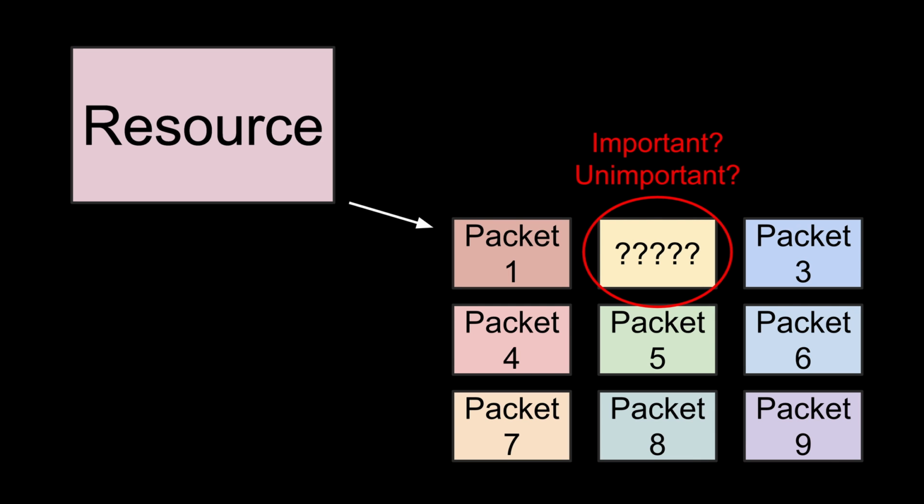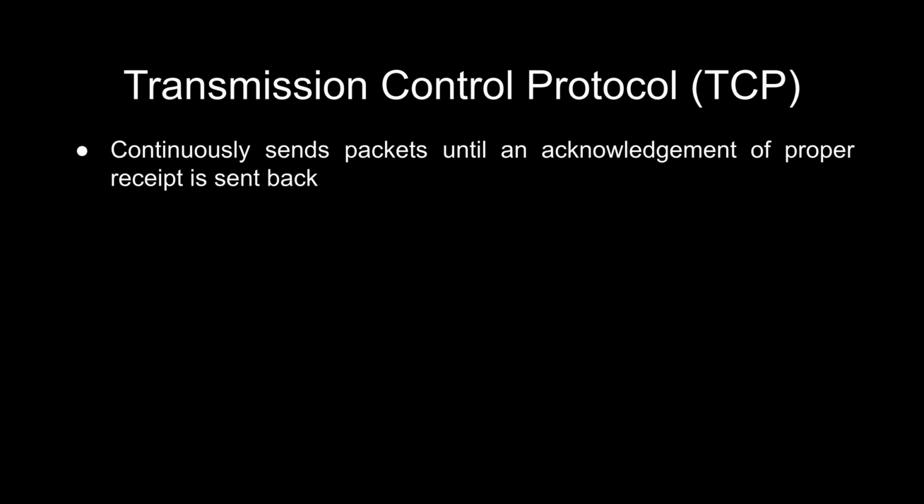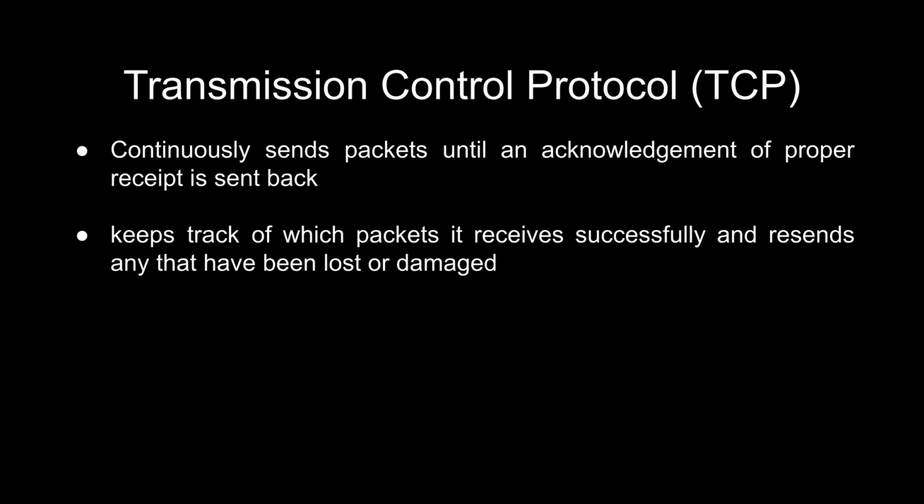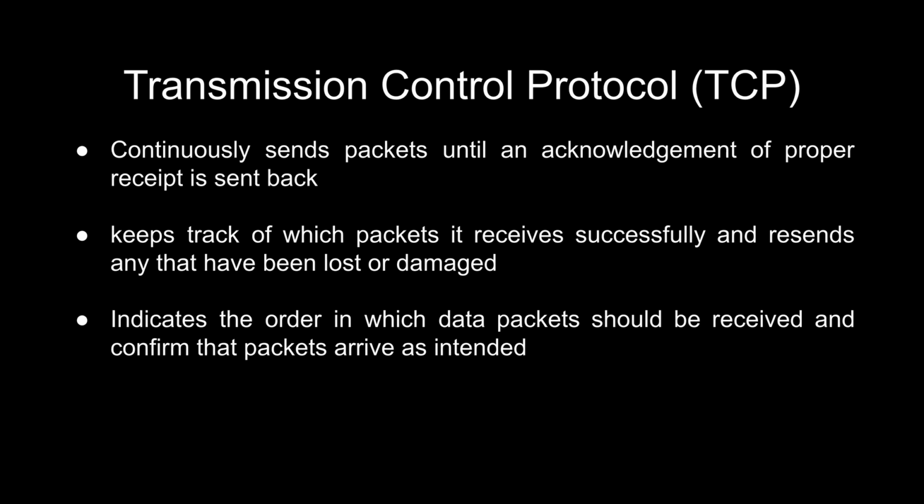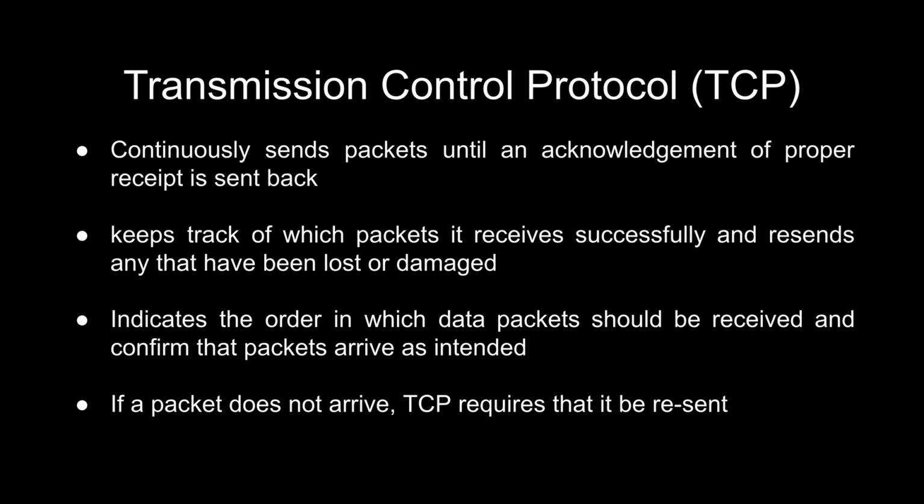When the faults are important, TCP is used. TCP stands for Transmission Control Protocol. It works by continuously sending packets until an acknowledgement of proper receipt is sent back. TCP keeps track of which packets it receives successfully and resends any that have been lost or damaged. In addition, TCP communications indicate the order in which data packets should be received and confirm that packets arrive as intended. If a packet does not arrive, TCP requires that it be resent.